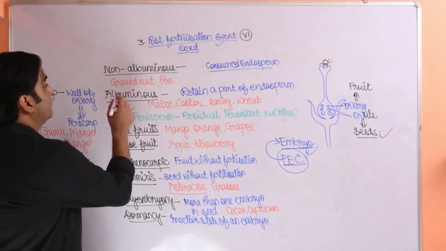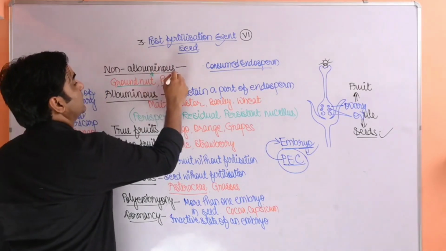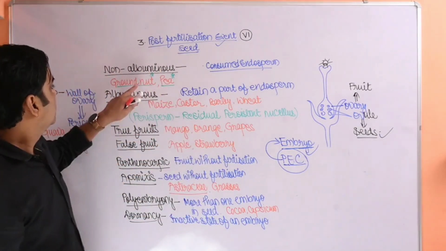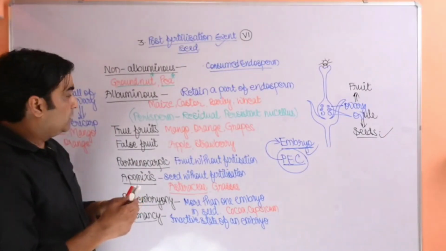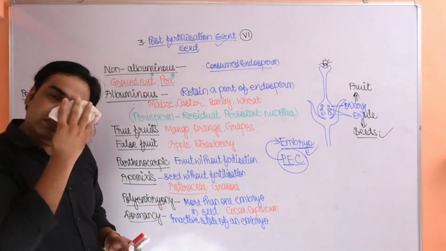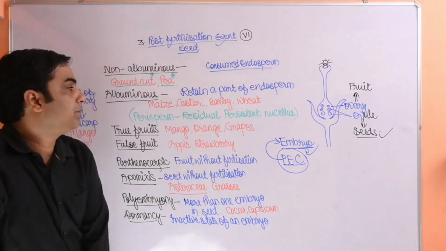The examples are very important. This is groundnut and this is pea. I have made a star, it means it is really important. So groundnut and pea are the two examples of non-albuminous. Remember, examples are a very, very important thing. It's a big weapon to get good marks in the boards.